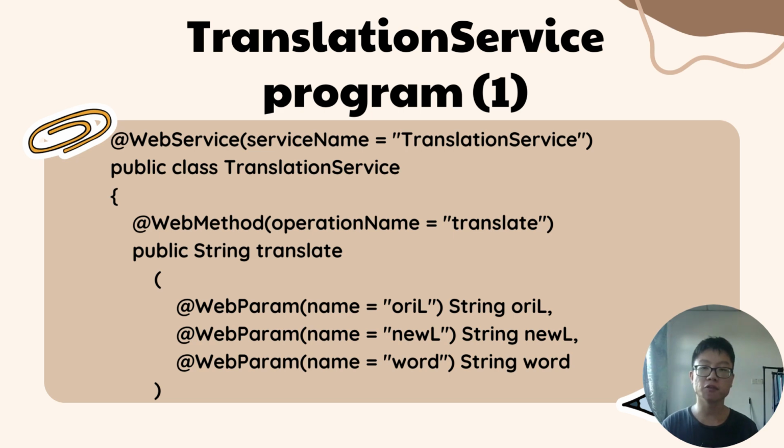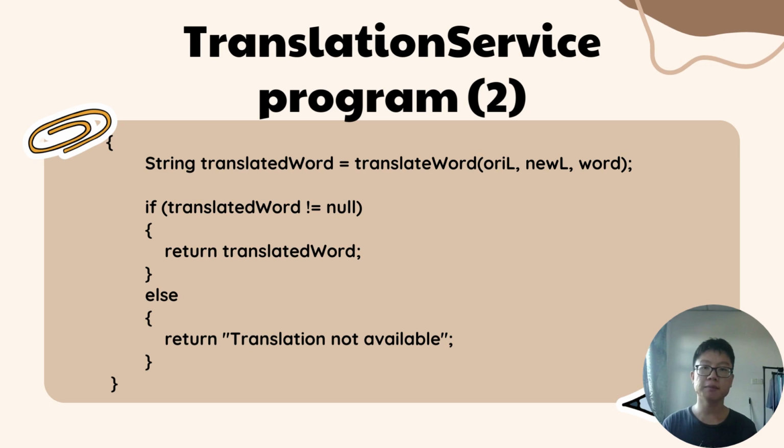Then is the @WebMethod annotation with operation name translate. This annotation specifies that the translate method will be exposed as a web service operation and assigns it the operation name translate. For the translate method, this method takes three parameters: the oriL, which represents the original language, the newL, which represents the desired new language, and the word, which represents the word to be translated. It calls the private method translateWord to perform the actual translation.